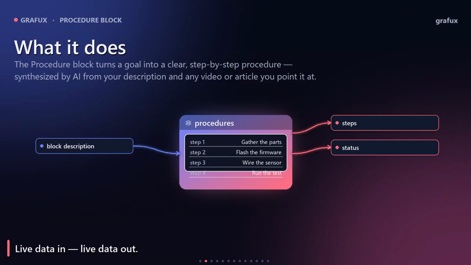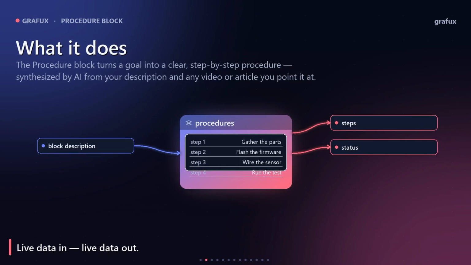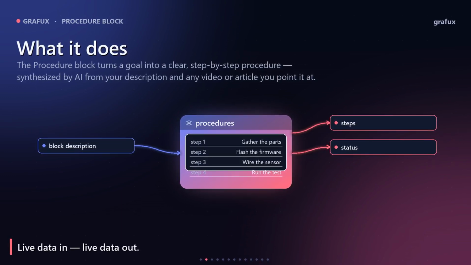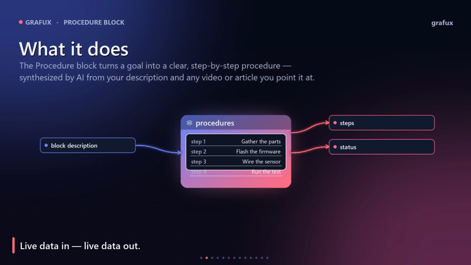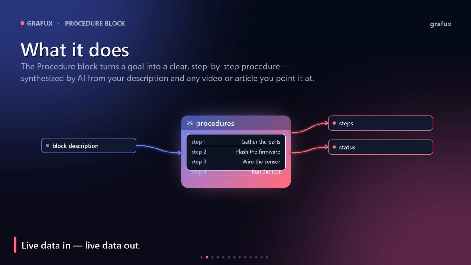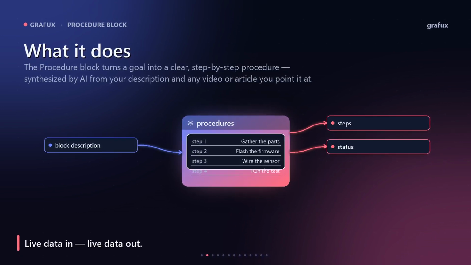So what is it? Put simply, the procedure block turns a goal into a clear, step-by-step procedure, synthesized by AI from your description and any video or article you pointed at. You give it what it needs, it does the work, and it hands you back steps and status as live data you can wire into anything else on your canvas. There's no setup and no boilerplate. You describe the outcome you want, and the block quietly takes care of the how.